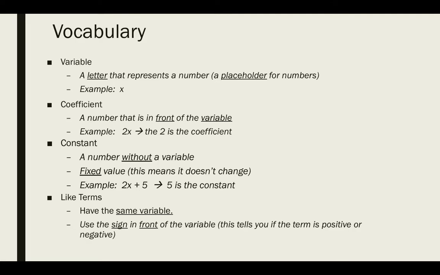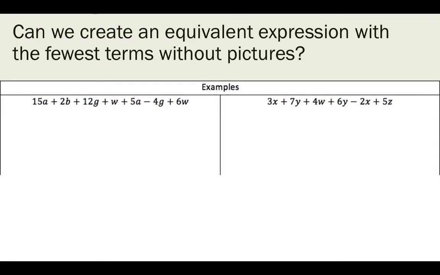And then like terms. Like terms have to have the same variable, and we use the sign in front of the variable that tells us if it's positive or negative. So if it's plus 2x, then it would be a positive value. If it's minus 2x, it would be a negative value. Let's see some examples.